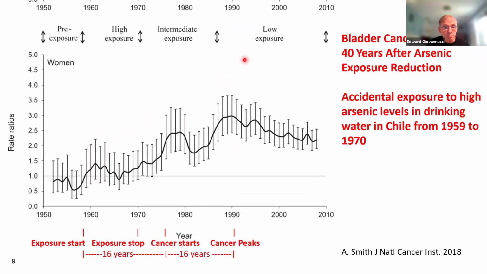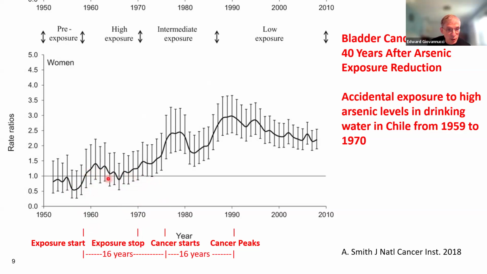This was another tragic thing that happened. This was in Chile, where the water supply in this region was exposed, of course unknown, to high levels of arsenic, which is a carcinogen. So the exposure happened from 1959, and then in 1970 they figured out what was going on, and that's when the exposure stopped. So these are rates of bladder cancer in the population.